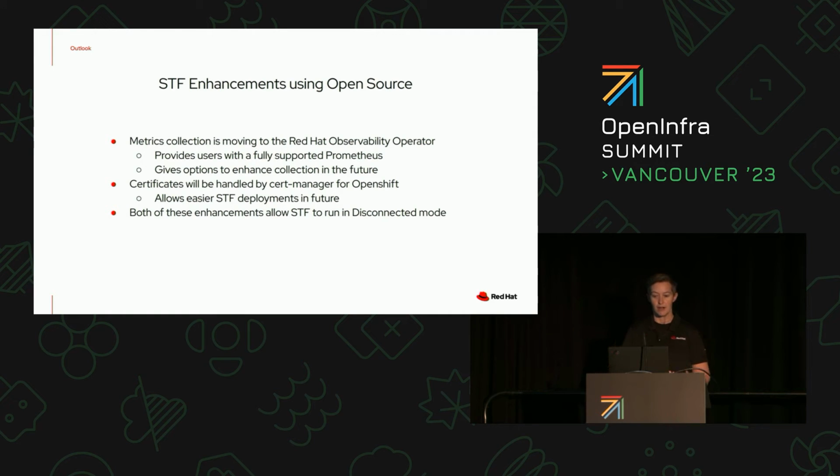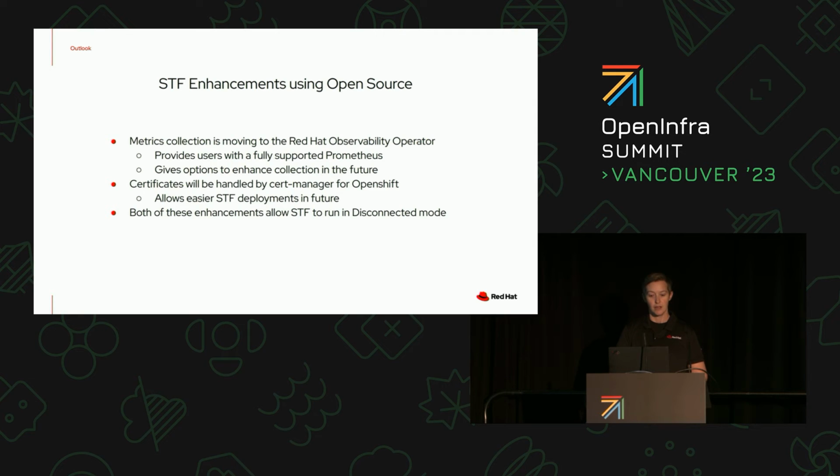So right now, we are moving our metrics collection. We have been using the Elastic pieces for metrics collection. We are moving to the Red Hat Observability operator. What this will do is, instead of using community pieces, give us a fully supported Red Hat Prometheus stack. Prometheus is still the underlying component, but fully supported with internal Red Hat teams. It gives us the option to enhance collection in the future, so we'll be able to enhance these metrics collection stacks.